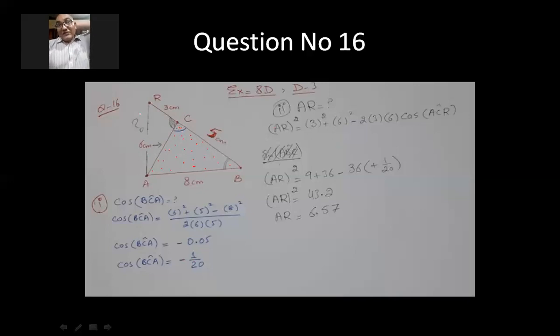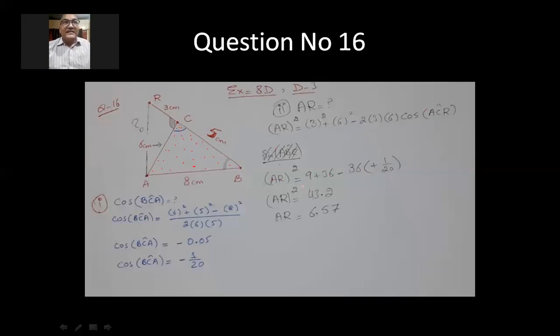So I will apply the formula on the AR. It will be 3 square plus 6 square minus 2 into 3 into 6 into the cos of the ACR. ACR is this angle. And whatever is the cos of this angle, the same will be the cos of this angle, only the sign will change. So the AR square will be equal to 9 plus 36 minus 2 into 3 into 6, which is 36, times cos of ACR, which will be positive 1 by 20.